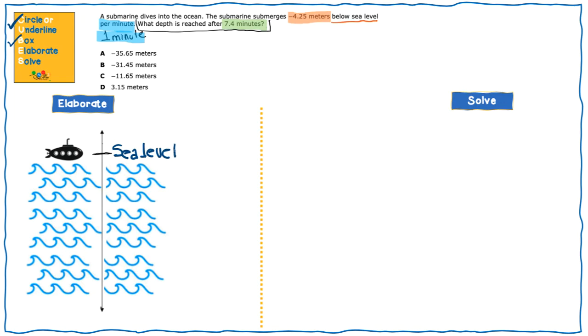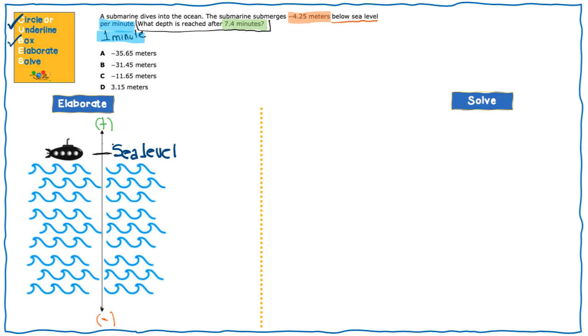So I'm going to label my sea level first. This is going to be my sea level. And what do you think is going to be the sign of the numbers when we go from sea level and higher? And you're totally right, the numbers will be positive. And what about if we go from sea level down? That's going to be negative.